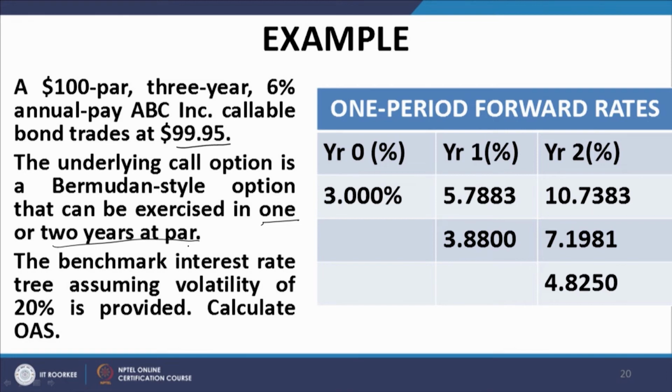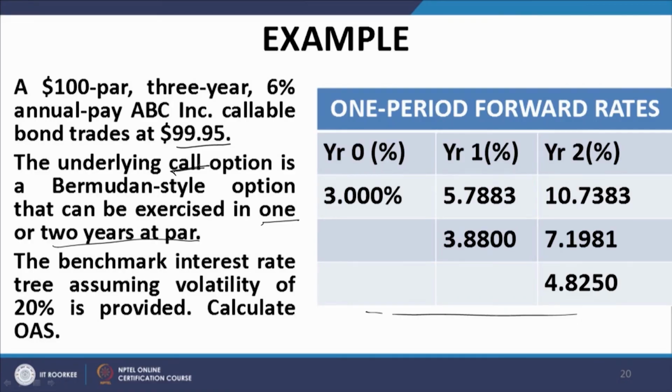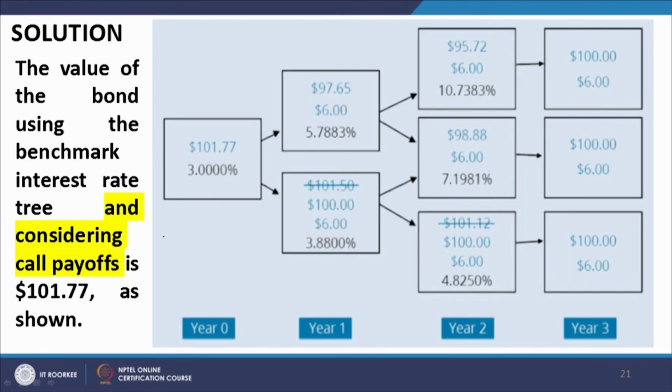So, the first step is that we use these benchmark rates, that is the rates that are given in this interest rate tree. We use these rates as they are and we work out the value of the bond at t equal to 0 on the premise that if at any node the option is exercisable, it will be exercised and the cash flow is adjusted accordingly. Please note that this is a callable bond, this is the call option and the call option is exercisable at par at t equal to 2 years and t equal to 1 year. So, this is the working.